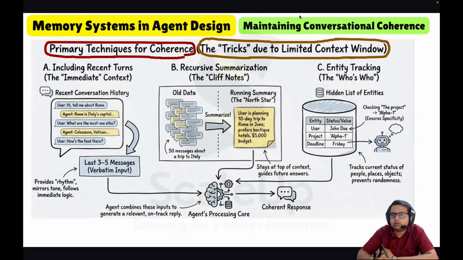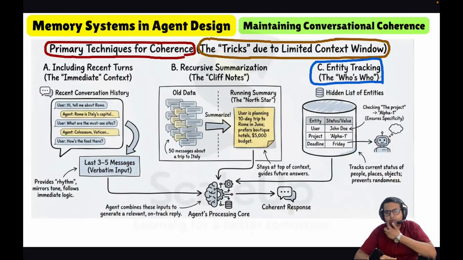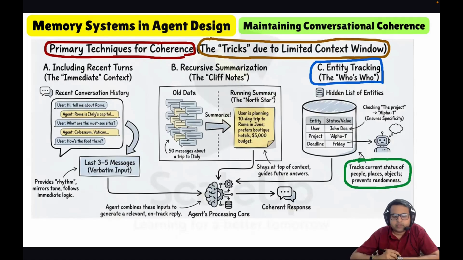Now, the next very important technique to achieve conversational coherence is entity tracking. Advanced agents maintain a hidden list of entities. When I talk about entities, it refers to people, places, objects. So advanced agents maintain a list of entities and their current status. For example, I have an entity called user and the value is John Doe. Entity is project, the status is Alpha 1. Deadline Friday. So when the agent mentions the project, it checks this hidden list of entities to ensure it specifies Alpha 1 and not a random project from a different session. So this entity tracking is very, very important.